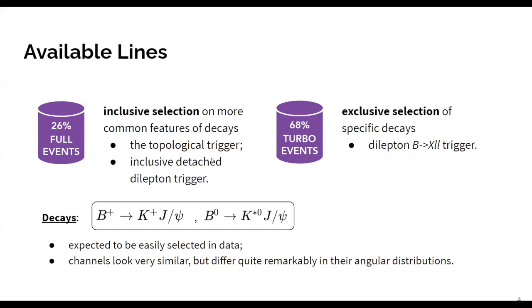And so the decays we are interested in are the decay of B+ to K+ and B0 to K*0 with a dilepton pair. The reasons for this choice are various, but for example, they are expected to be easily selected in data. And what is peculiar is that although these channels look very similar, they differ quite remarkably in their angular distribution. So what is our place in all of this?